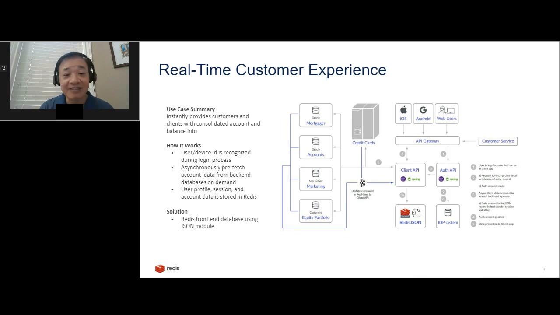So again, the solution is Redis as the front-end database, stored in a JSON nested object, being able to present that account and balance information to the customers instantly.